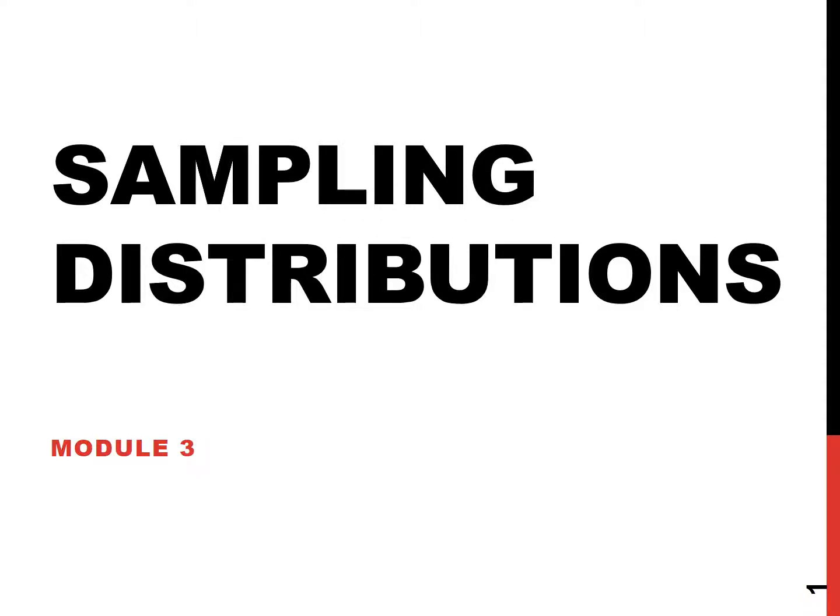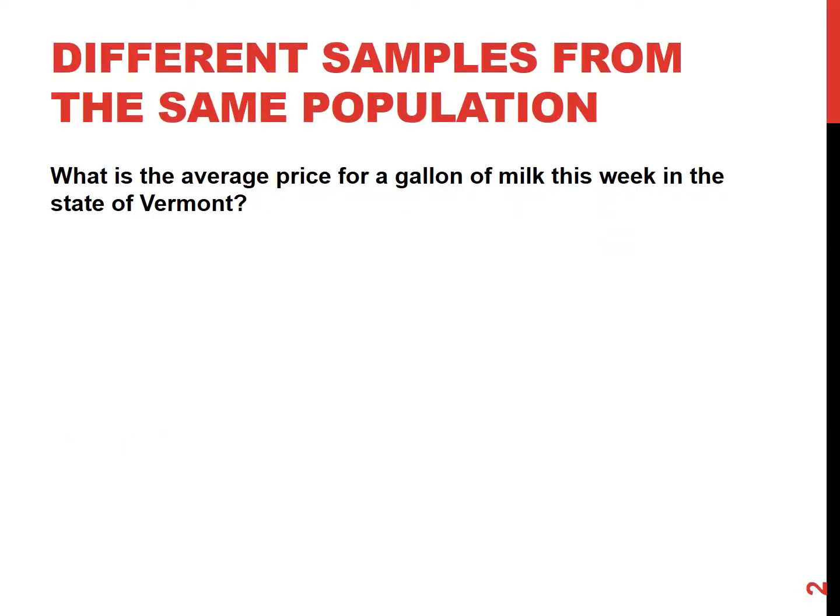Welcome to our video on sampling distributions in Module 3. When we think about sampling distributions, what we're really talking about is what would happen if we were to take different samples of the same size from the same population.